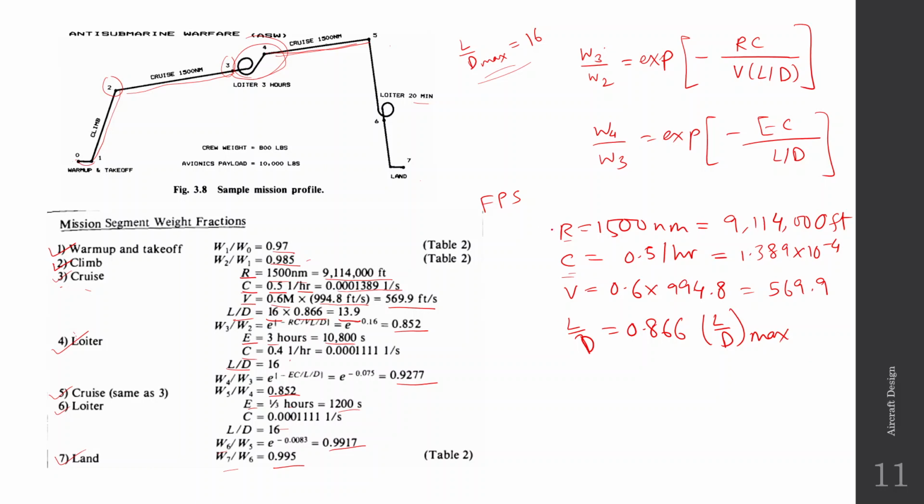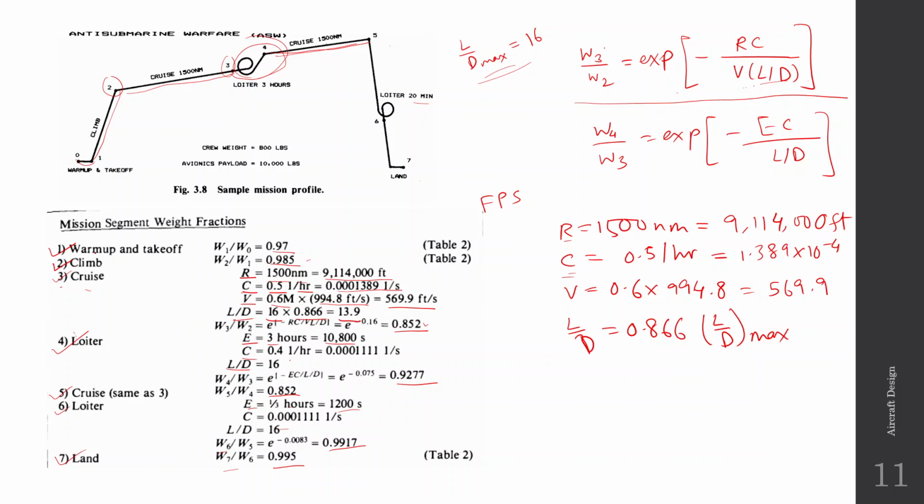Okay, this is for cruise, so the L by D comes out to be 13.9. Then you can put all of these things into this formula. This is the range formula for a jet aircraft. So you can put all of these values into this formula, and you get W3 by W2 as 0.852.